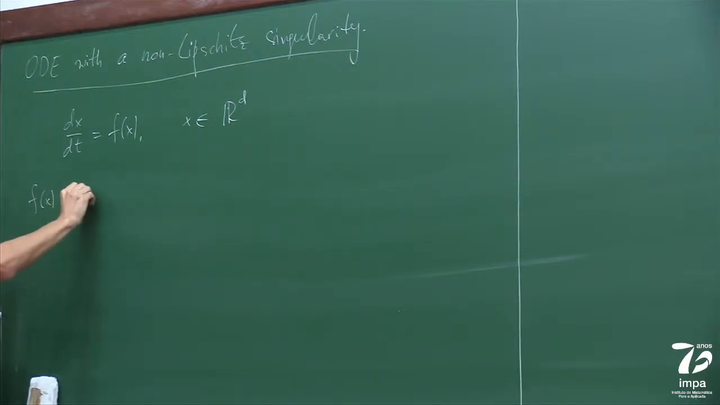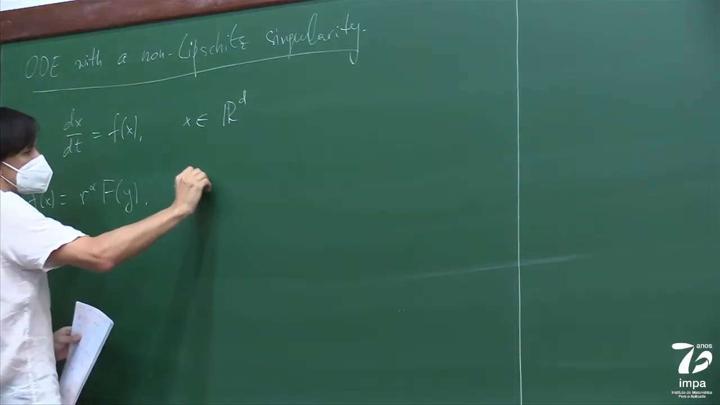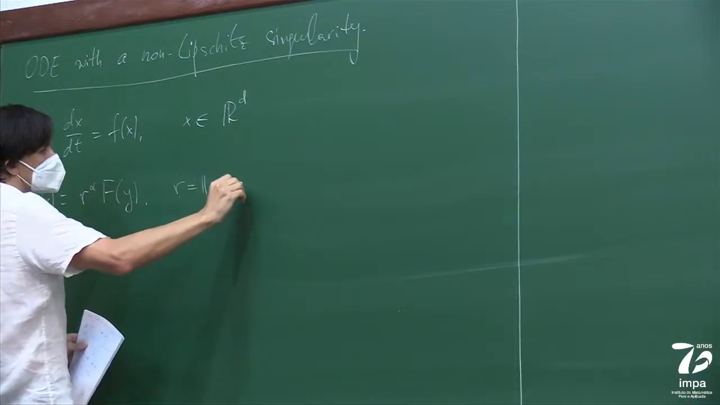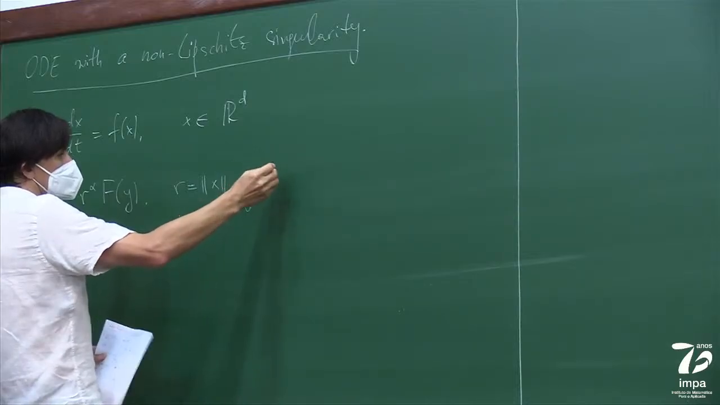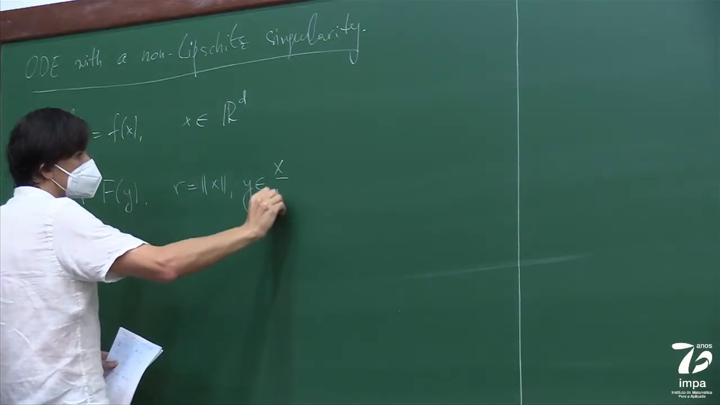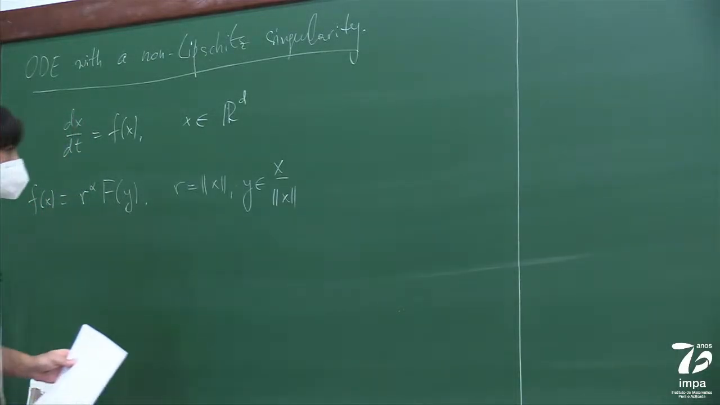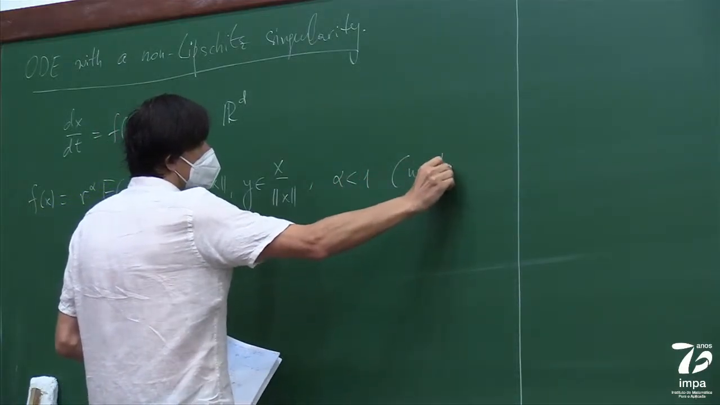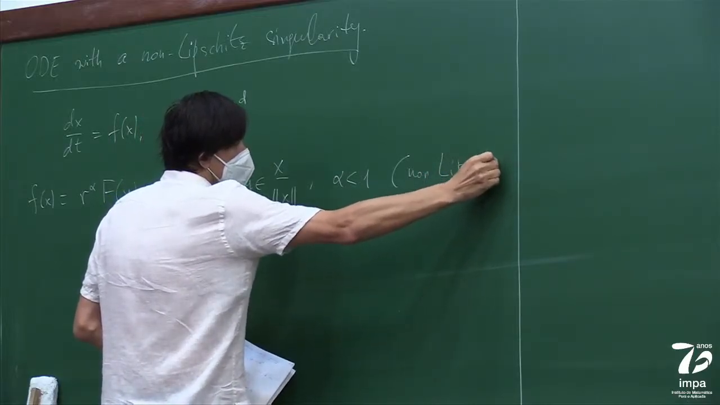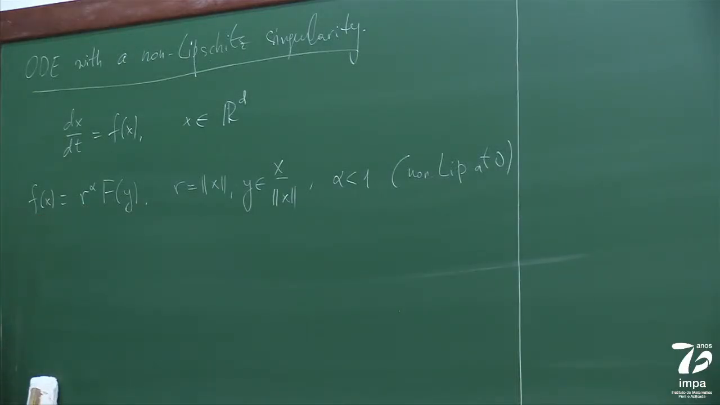So we write it as r^alpha f(y). So r here is the norm, y is a vector on a unit sphere. So it's a vector of unit size. And then alpha is smaller than 1. So it's non-Lipschitz at 0. So at 0, 0 is a singular point. You can already see the derivative is infinite.